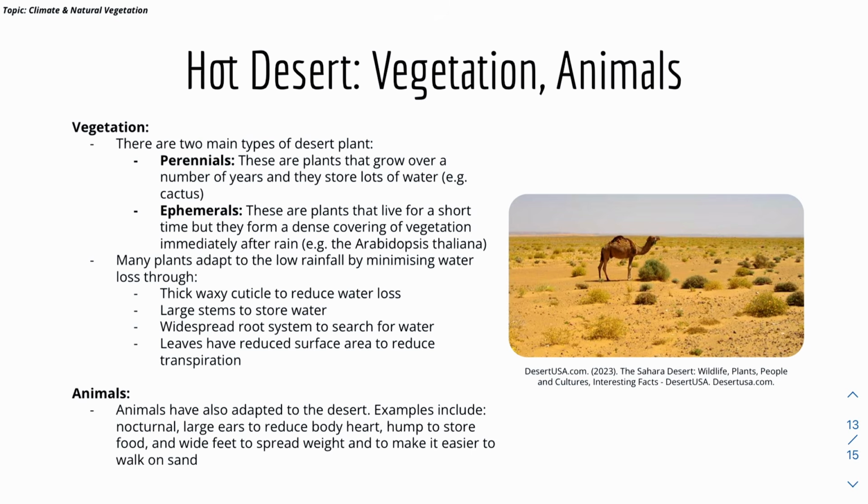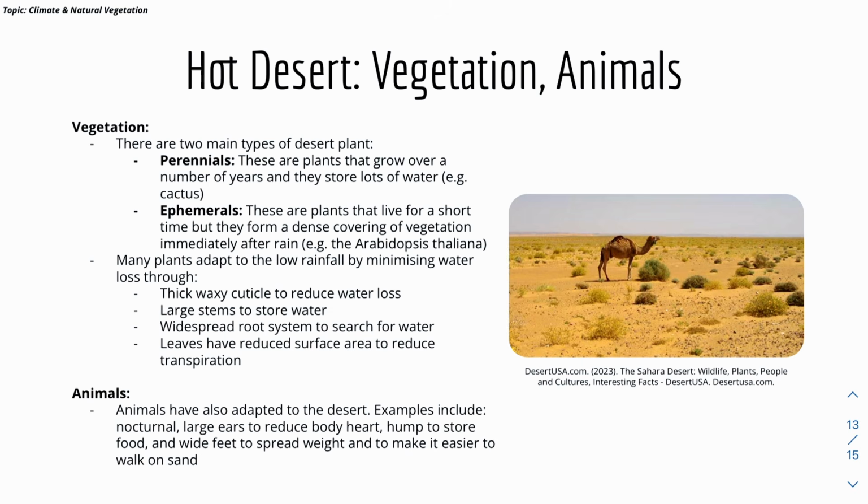So for example, they have a thick waxy cuticle to reduce water loss on the surface of the plant. And they also have large stems to store water, for example in cactus. And they also have widespread root systems to search for water underground. So the roots can basically go into the ground to search for water. And building onto the thick waxy cuticle on the leaves, these leaves have reduced surface area to reduce transpiration, which is basically water evaporating.